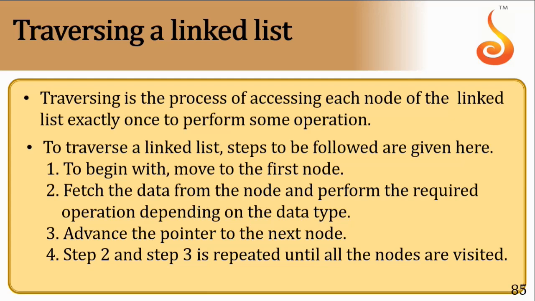You start from the first node and you go on fetching the data, doing the operation, and then going to the next node. Like this you go on doing it until you reach the last node. Last node means the link part of it would be pointing to null, then you stop. That is the traversal operation of a linked list. Please have a look and make a note of it.